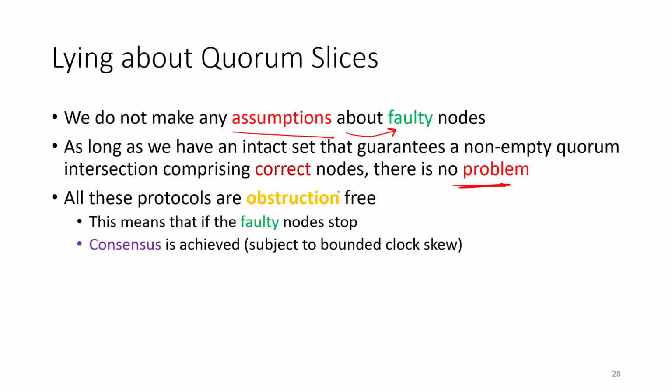All of these protocols are obstruction free. This means that if the faulty nodes stop, consensus can still be achieved, subject to bounded clock skew, but consensus can still be achieved.